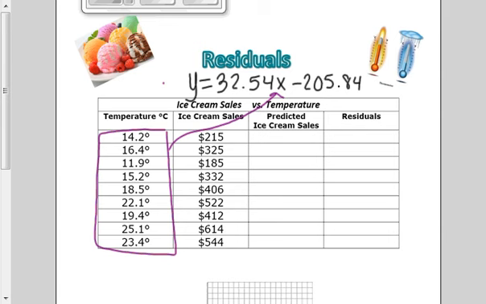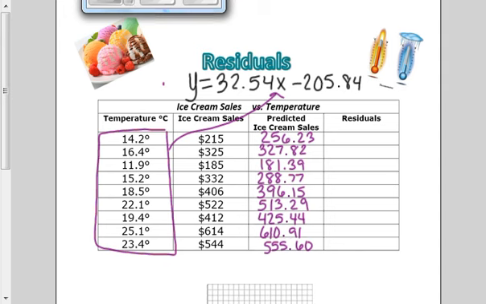So when we do that, we have 32.54 times 14.2 minus 205.84. When you do that, you get 256.23. When we do that with our 16.4, we get 327.82. We're just going to do that all the way down. So now we have all of our predicted ice cream sales.